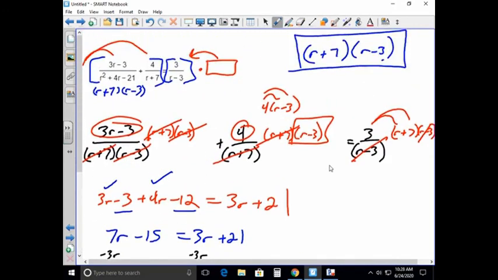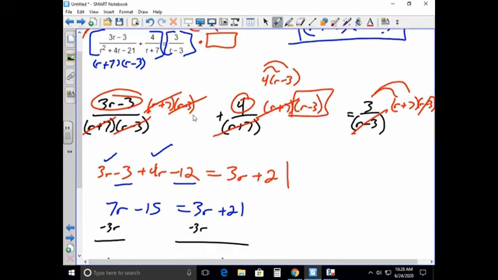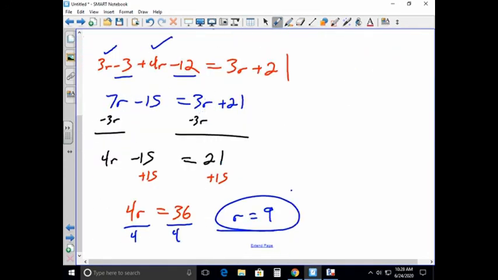And 9 is okay, because if we were to plug a 9 in for any of those r's, we're not going to get a 0 on any of the denominators. So unless we made a mistake somewhere, that is our answer. That's the solution to our equation. It doesn't make the denominator 0, so that one is okay.